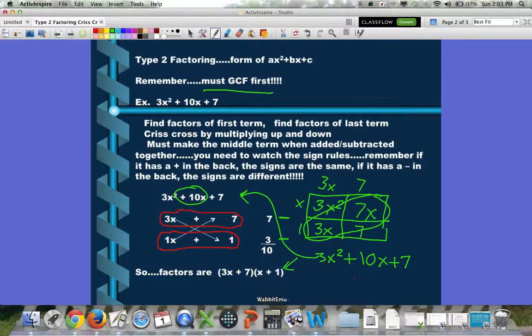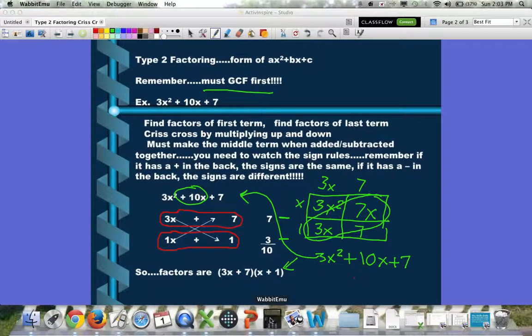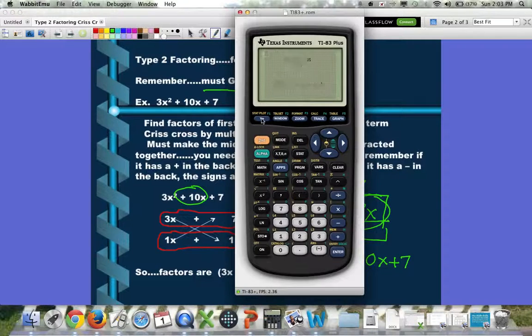You can also check your work with your calculator. Pull up your calculator, and we're going to type in y equals 3x squared plus 10x plus 7, and then what we decided the factors were: 3x plus 7, using parentheses, close that off, and use the next one for x plus 1.